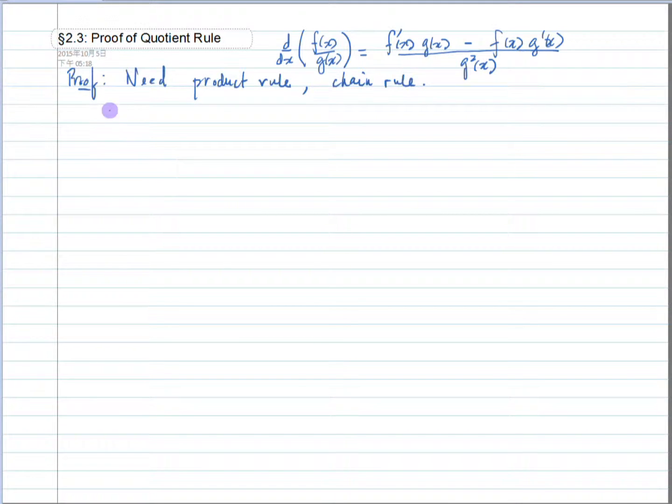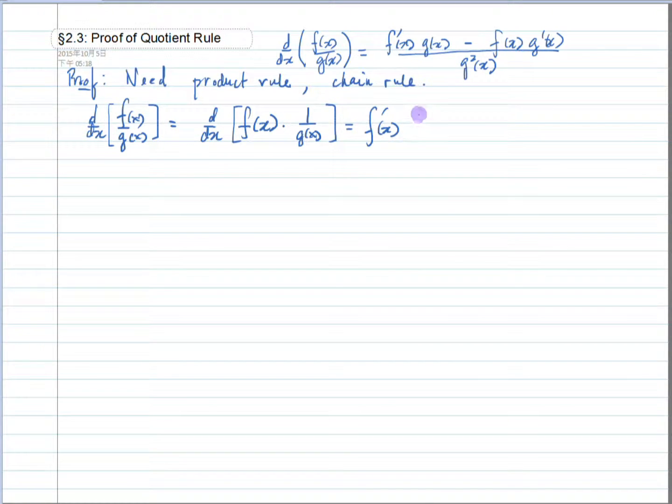Right? So first, let's rewrite the derivative that we are interested in. That is the derivative of f over g. And I'm just going to write f over g as f times 1 over g. So I'm going to bring in the product rule. And by the product rule, I know that this must be equal to f prime times the second factor in the product plus f times the derivative of the second factor, and that is the derivative of 1 over g of x. So this is simply the product rule. I've simply used the product rule here.